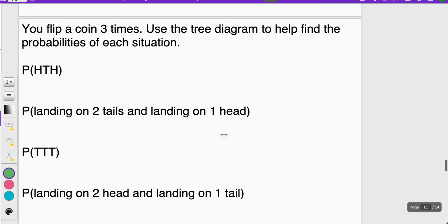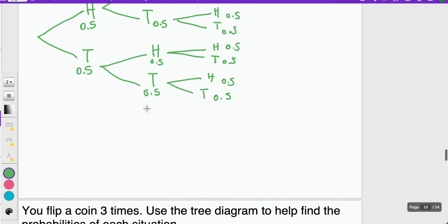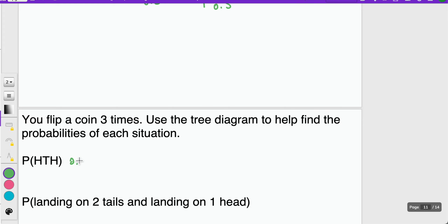Heads, tails, heads. So I'm just going to follow my probability here. Heads, tails, heads is 0.5 times 0.5 times 0.5. So 0.5 for heads, 0.5 for tails, 0.5 for another head, 0.125. For those of you who are doing some fractions, you'd get 1/8.